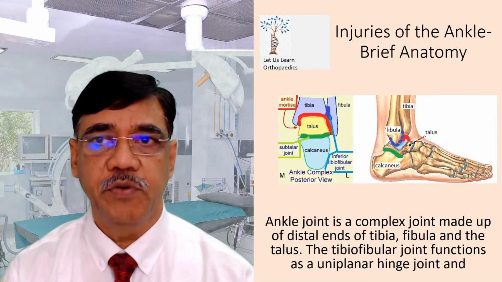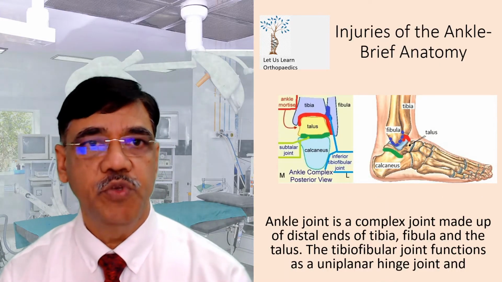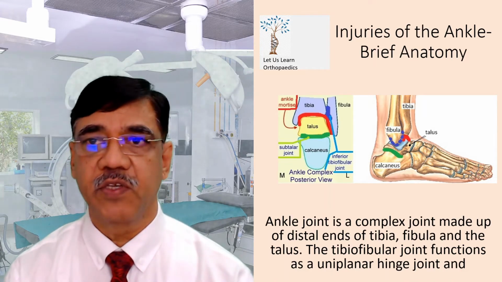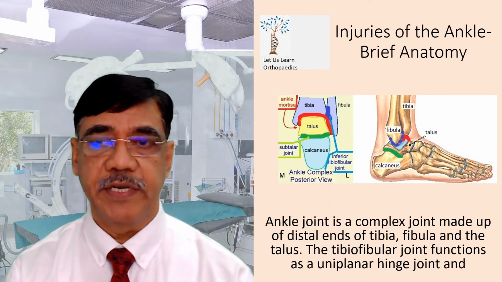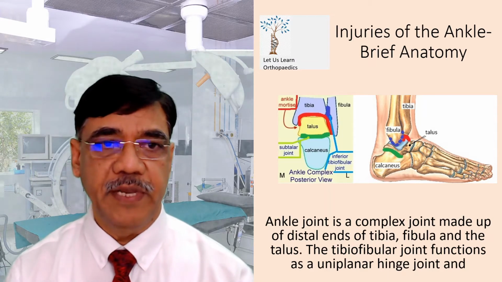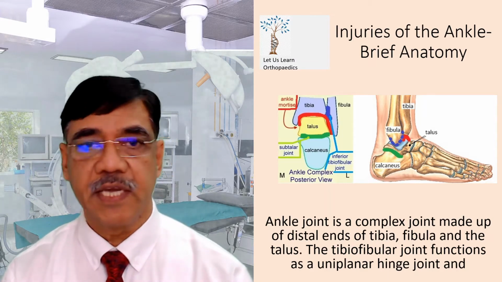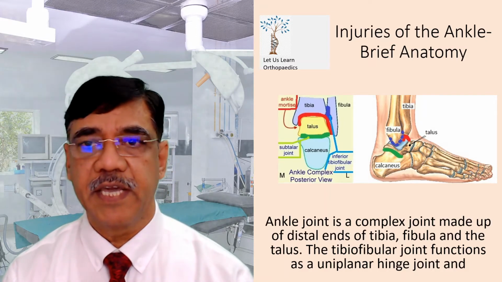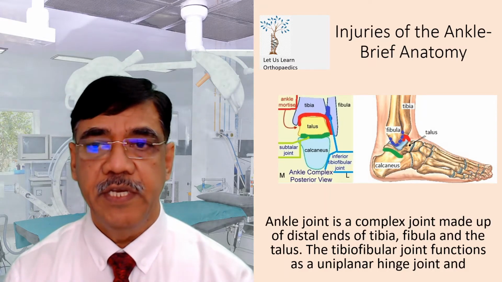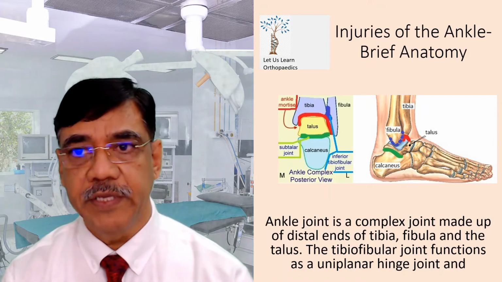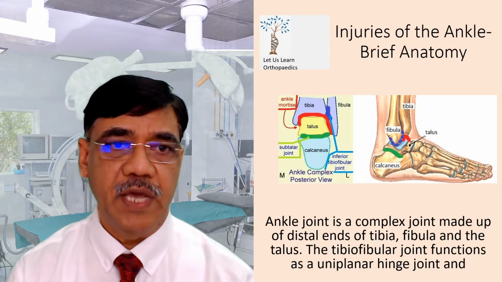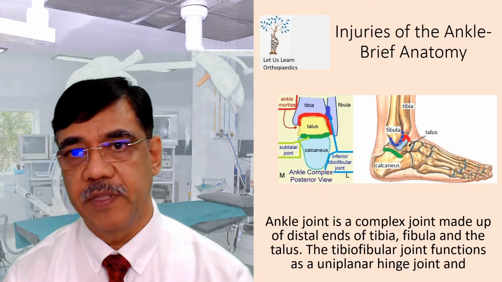Dear students, today we are going to discuss injuries of the ankle joint. Before we start the discussion on the injuries of the ankle joint, let us briefly revise the anatomy of the ankle joint. As you can see in this diagram, the ankle joint is a complex joint made up of the distal end of the tibia, the fibula and the talus.